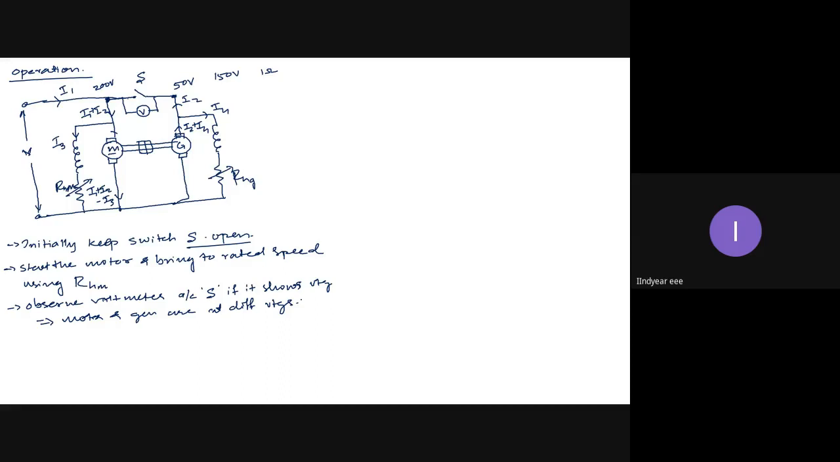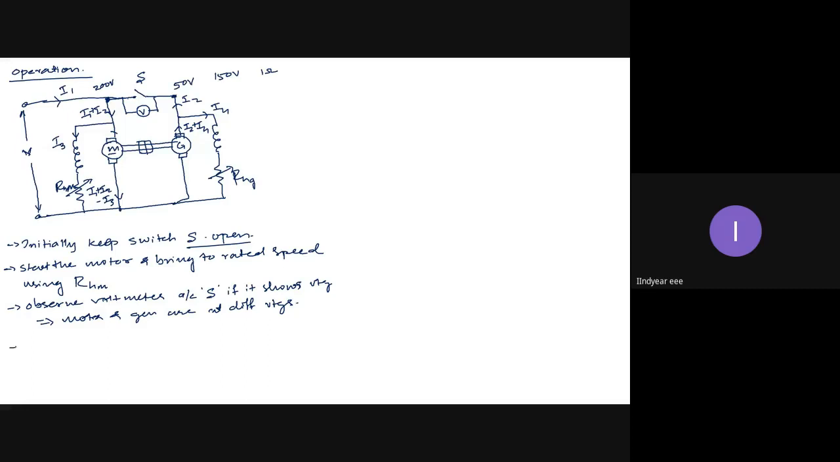Now what would happen if there were a difference between the generated voltage and the bus bar voltage? Again, a loop would form between the armature of the generator and the bus bar, and that loop would carry a large current. The same thing happens here. Now, if the voltmeter is showing some voltage, it means motor and generator are at different voltages. Then what should I do?